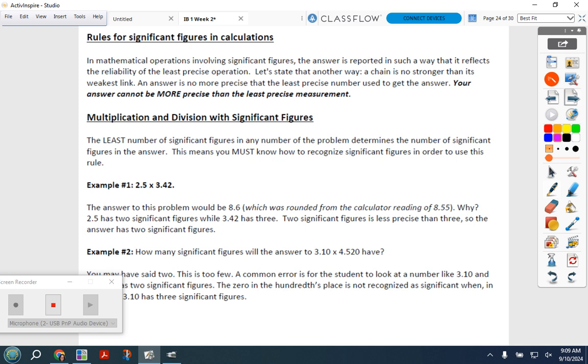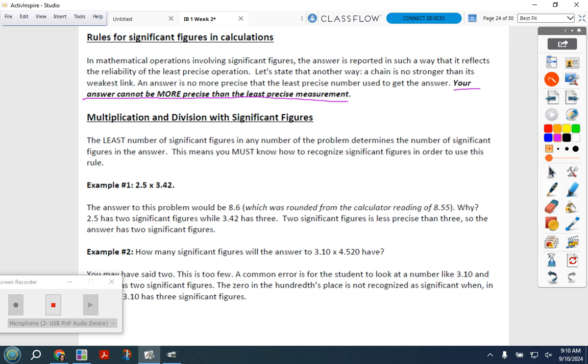The key here that's talked about in this paragraph up at the top is that you cannot have an answer to your calculation that is more precise than your least precise measurement. If you have a very imprecise measurement, you can't calculate with that and make it more precise. It wasn't that precise in the first place. You can't give it more precision just by multiplying or dividing it by something else. Okay? So there's two different rules for multiplication and division, addition and subtraction.